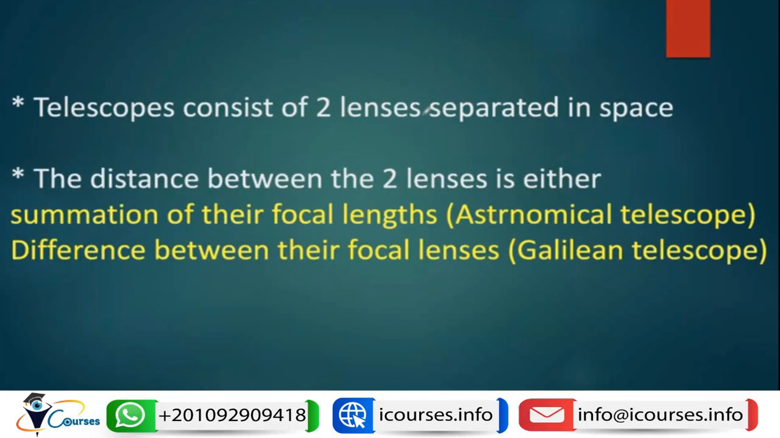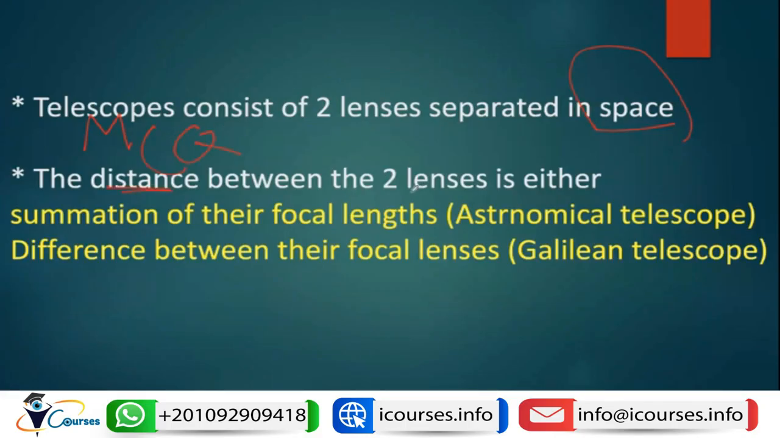So what are the telescopes made of? What are the main constituents of the telescopes? The telescopes in general are made of two lenses. They are separated in the air, so the distance between these two lenses could be either the difference or the summation between their foci, meaning that this is one of the main topics or main questions in the MCQ.